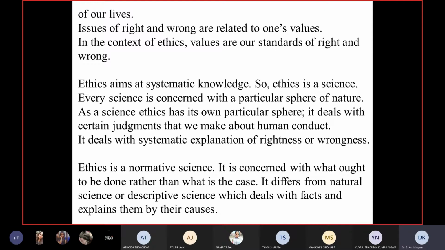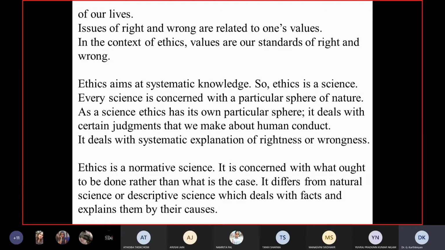So as a science, ethics has its own particular sphere, and it deals with certain judgments that we make about human conduct. It deals with systematic explanation of rightness or wrongness. We go through historical nature and decide what people did, was it right, or was it wrong, and why was it wrong, right? So ethics is called a normative science, whereas mathematics, biology, physics, chemistry are called positive sciences.